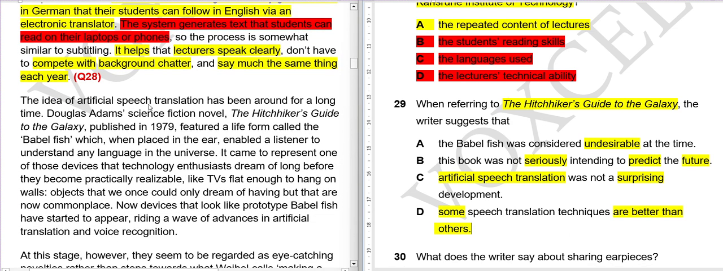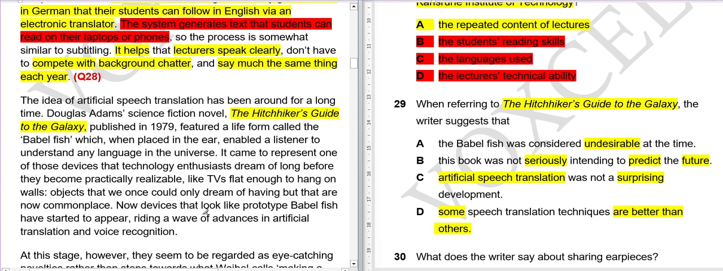The idea of artificial speech translation has been around for a long time. Douglas Adams' science fiction novel The Hitchhiker's Guide to the Galaxy, published in 1979, so there is our location, featured a life form called the Babel fish, which, when placed in the ear, enabled a listener to understand any language in the universe. It came to represent one of those devices that technology enthusiasts dream of long before they became practically realizable, like TVs flat enough to hang on walls, objects that we once could only dream of having, but that are now commonplace.